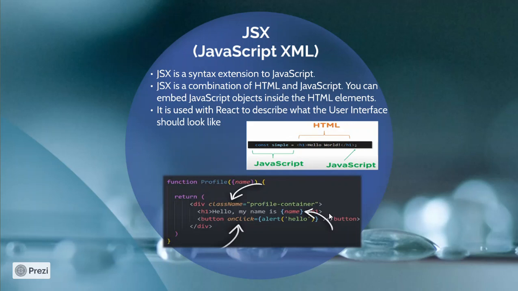JSX stands for JavaScript XML, which is a JavaScript syntax extension, a combination of HTML and JavaScript. You can embed a JavaScript object in an HTML element. Let's consider here small examples. As we can see here, const indicates JavaScript notation, h1 tag indicates HTML, and the semicolon indicates the JavaScript. Semicolon is not mandatory, but it's better to include it. In the second example here, we use curly brackets to pass a variable and a function for adding JavaScript logic directly to HTML.